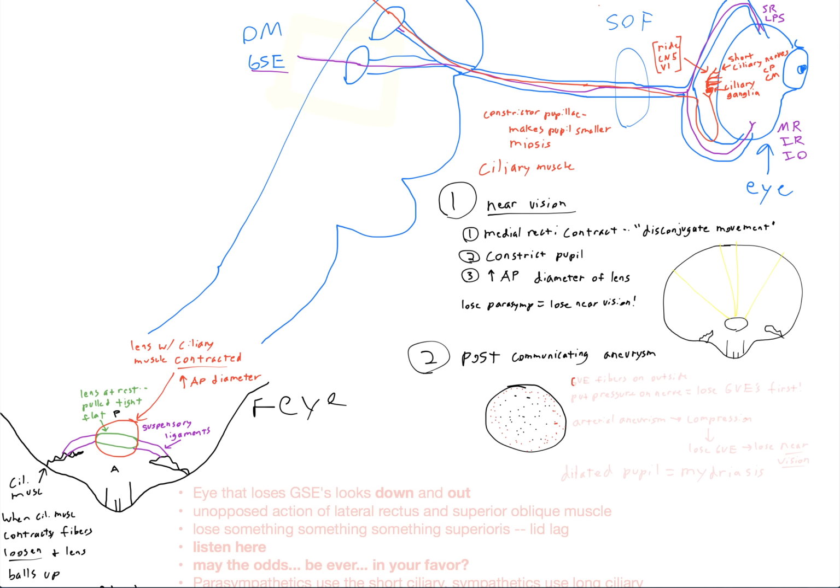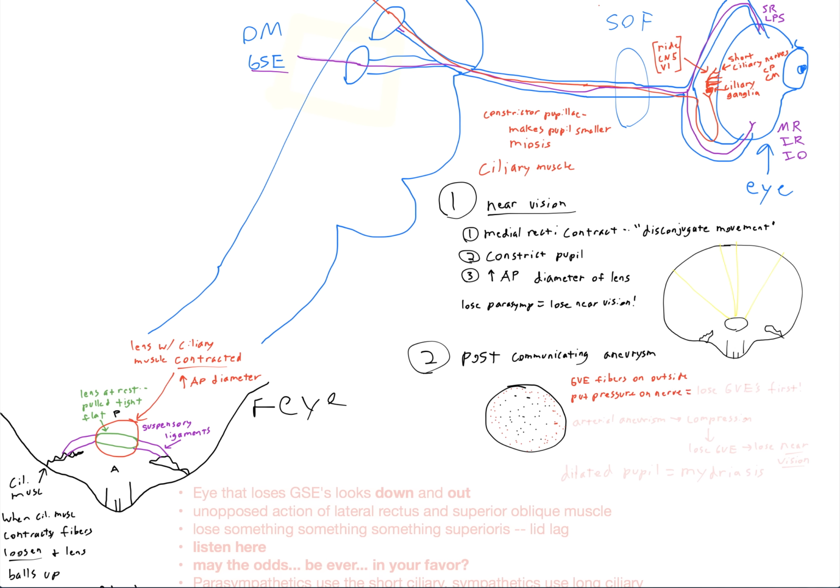So does it make sense to you if you've got a compression injury, if you've got something that's pushing against that nerve, and you're putting pressure on the fibers running in that nerve, the ones you would lose first are GVEs? Does that make sense? So a compression injury always is going to lose your GVEs first.